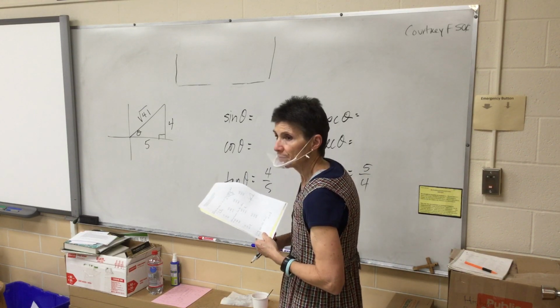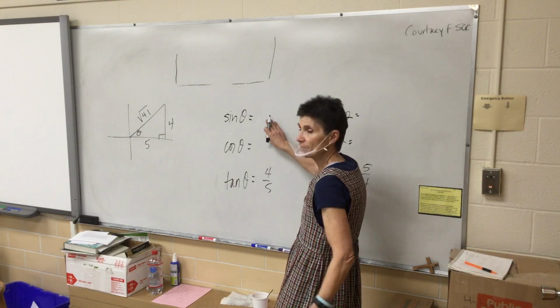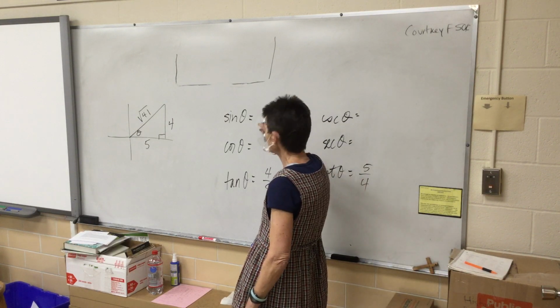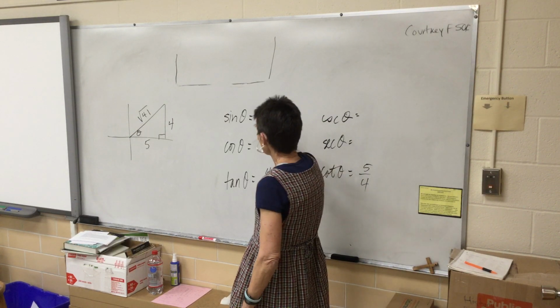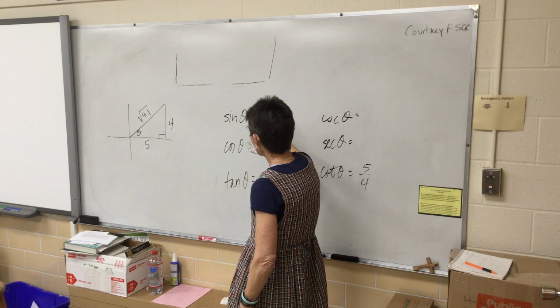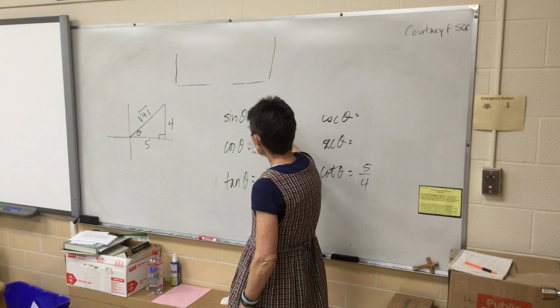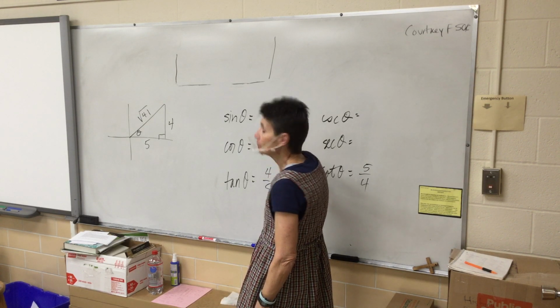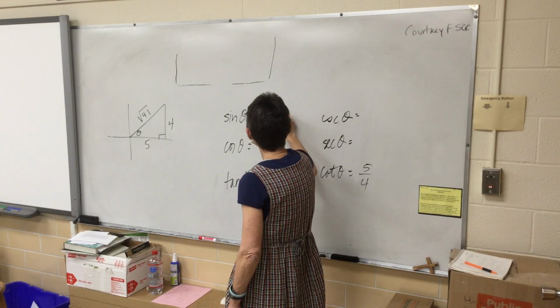Hector, you got them? I think so. All right, would you just give me your final answers? What'd you end up with for sine? 5 root 41 over 41. Is that right? Did you say 5? 4. 4, yeah. 4 root 41 over 41.